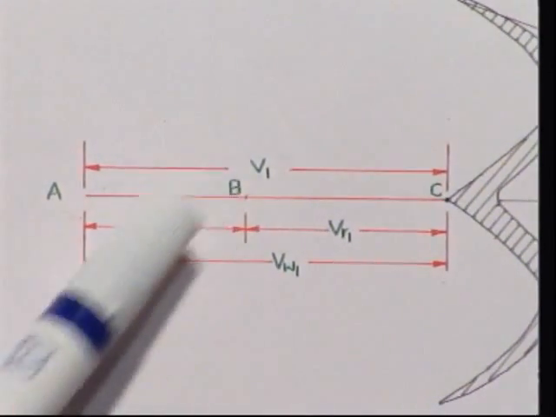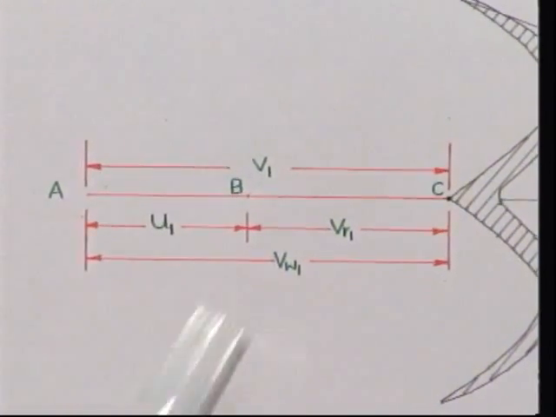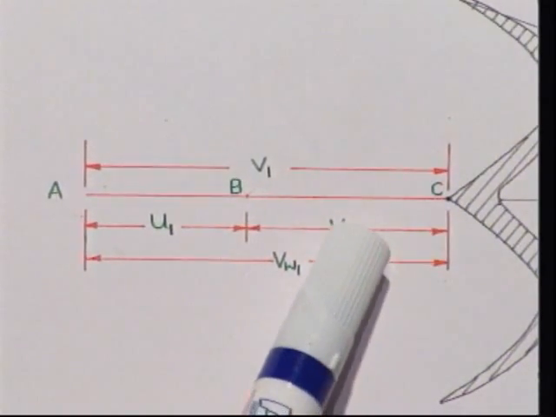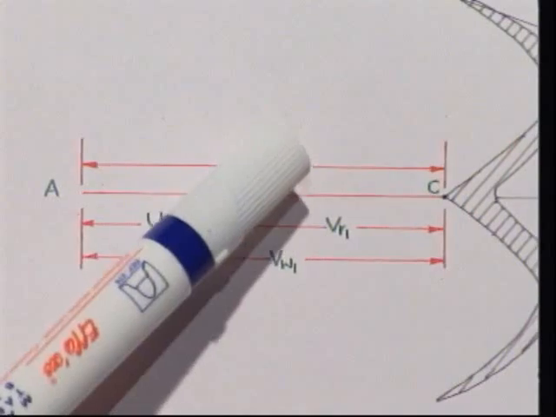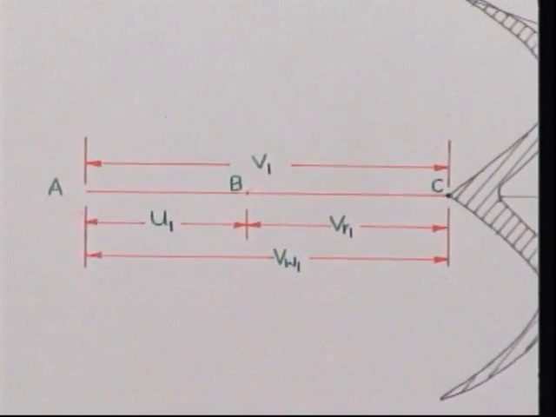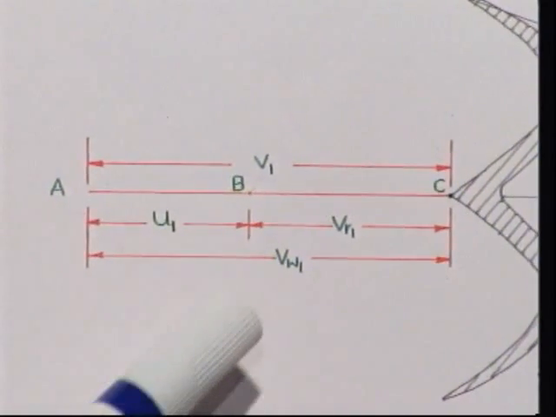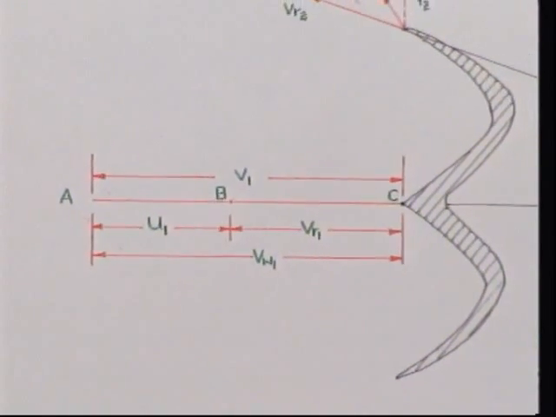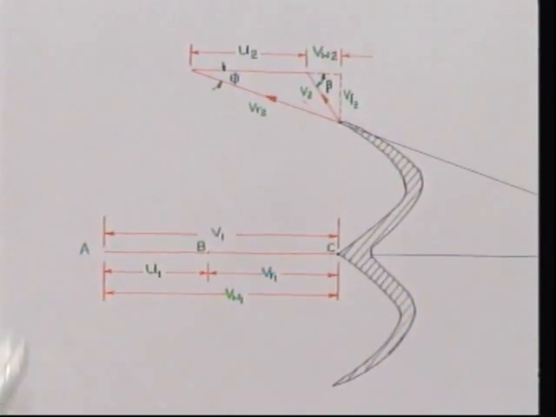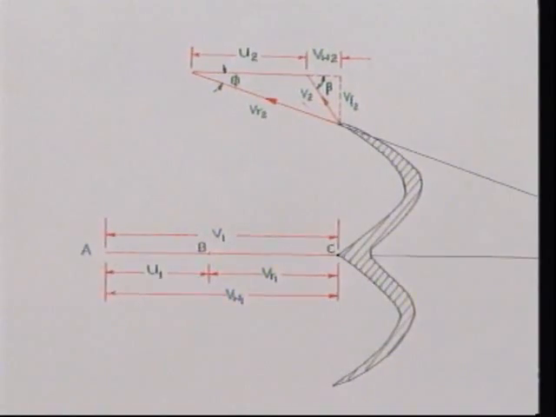Here AB is the velocity of blade and BC is the relative velocity of water at inlet, and V1 is the absolute velocity of water hitting the blade. Vw1 is the velocity of whirl at inlet. For this, velocity of flow will not be there as it is a straight line.